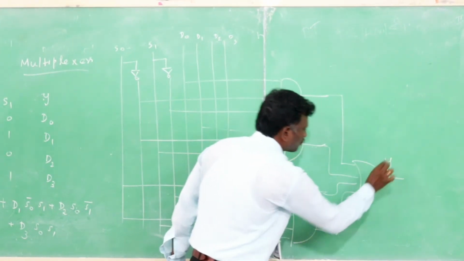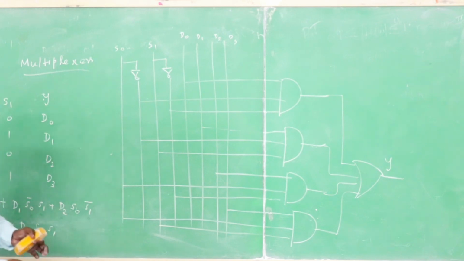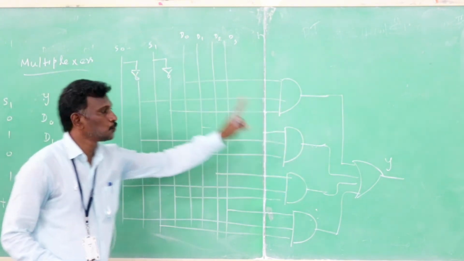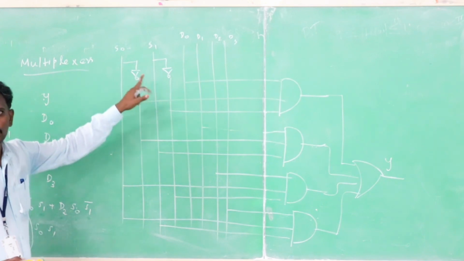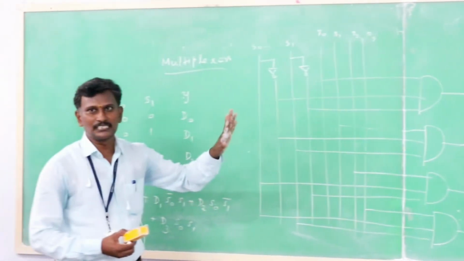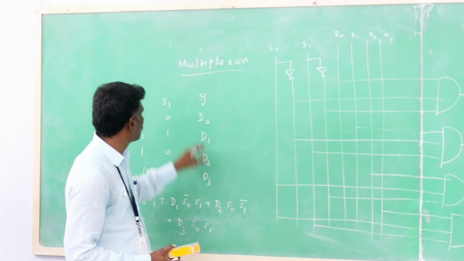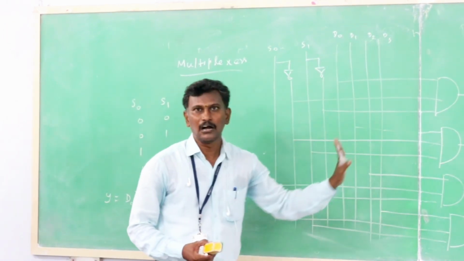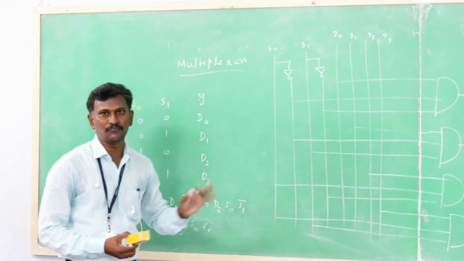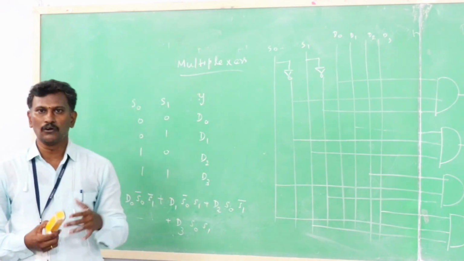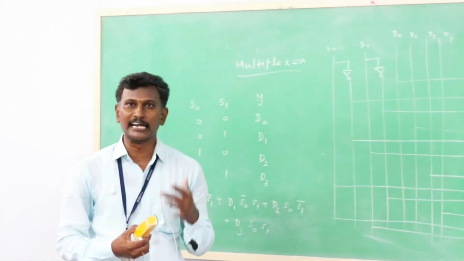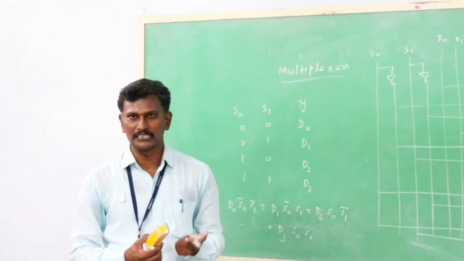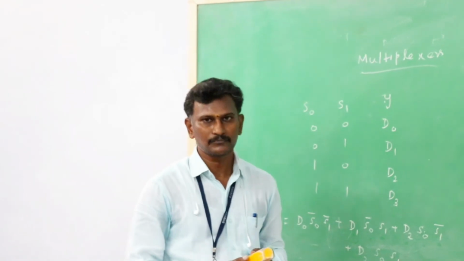So this is also called a 4:1 multiplexer: 4 input lines, 2 selection lines, single output line. Also, we can implement any logic function with a 2:1 multiplexer, 8:1 multiplexer, 16:1 multiplexer, whatever it is. Thank you.